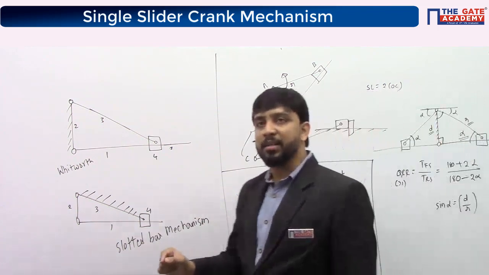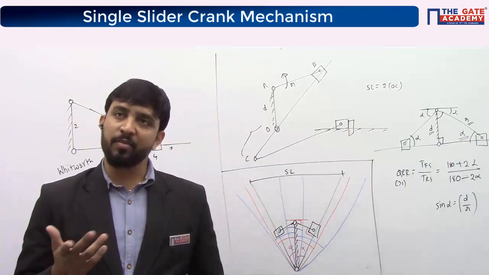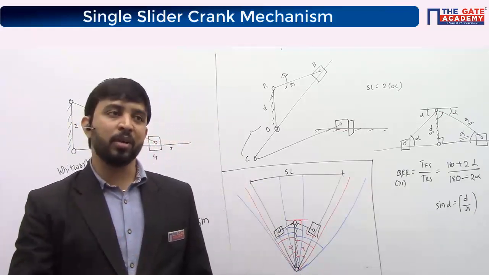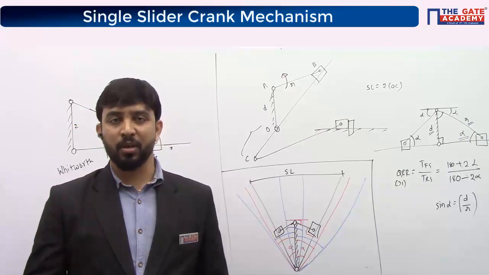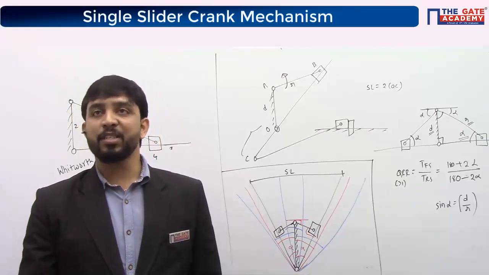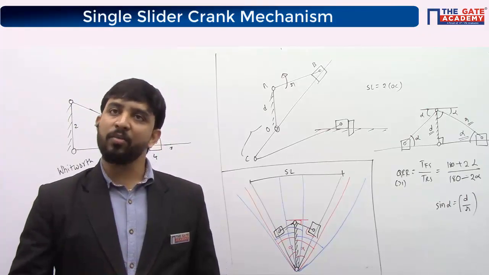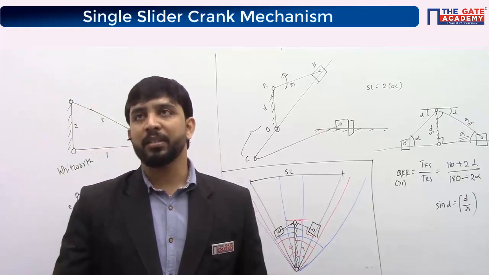So in slotted bar mechanism, if you increase stroke length, alpha increases and QRR increases. If you decrease stroke length, alpha decreases and QRR decreases. So I can say slotted bar mechanism is not suitable for smaller stroke lengths. Whereas in Whitworth mechanism, whether you increase or decrease stroke lengths, alpha will not get affected, QRR will not get affected. Just write down like this.